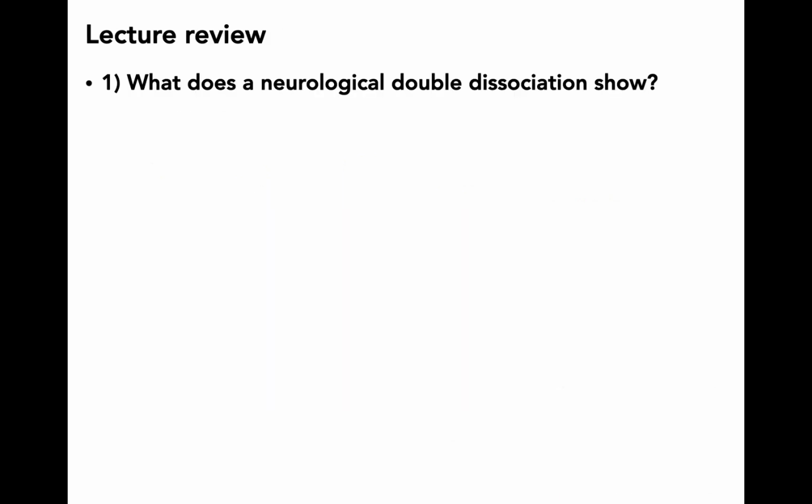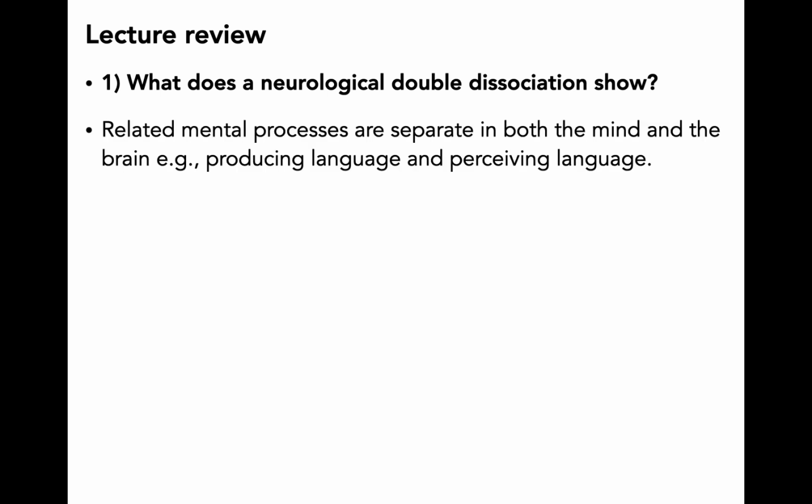So we've come to the lecture review. Question 1. What does a neurological double dissociation typically show? So the idea here is that related mental processes are separate in both the mind and the brain. So the example in this lecture is producing language versus perceiving language. Two related processes, but we've found patients that have damage in different brain areas, and one shows a deficit in perceiving language, but their production is fine, and the other shows the opposite pattern of behavior.